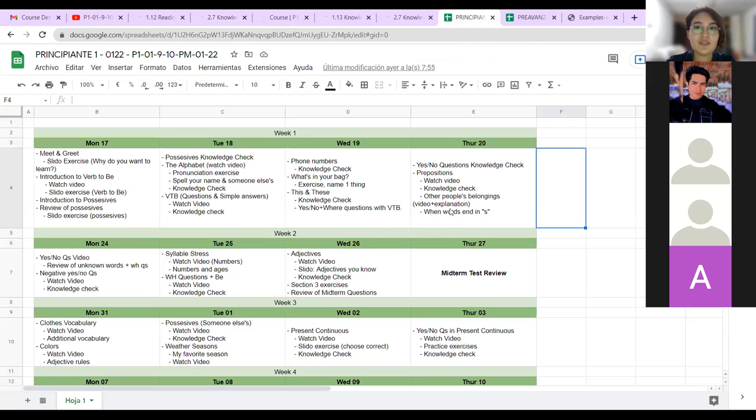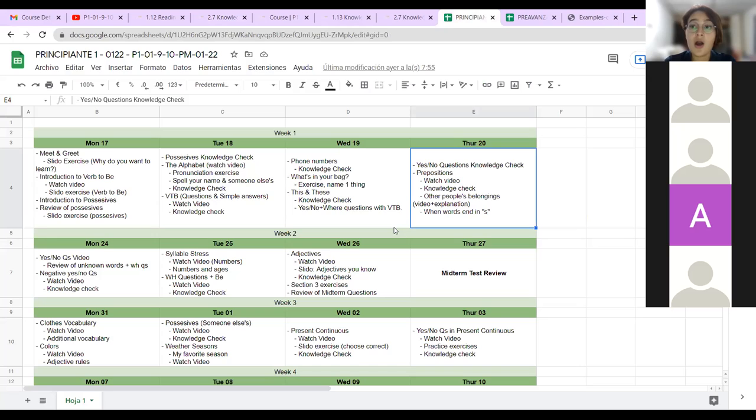Mañana vamos a estar viendo prepositions. Vamos a ver cómo describir las cosas que le pertenecen a otras personas. Ya comenzamos a adelantarnos un poquito with hers, his, ours, theirs, right? Pero mañana lo vamos a ver un poquito más, por eso hoy solo vimos un ejemplo. Y we will also review what happens when words or names end in an S.